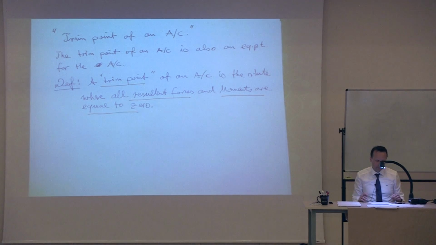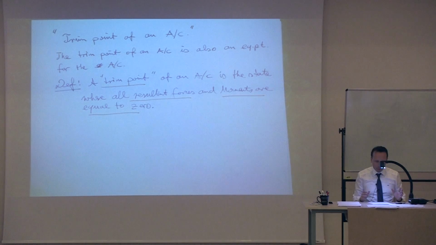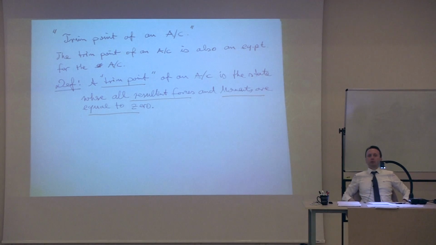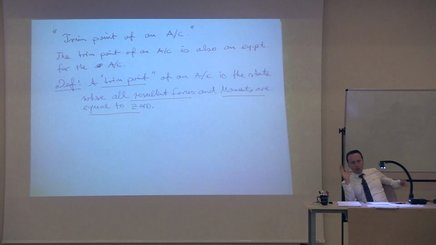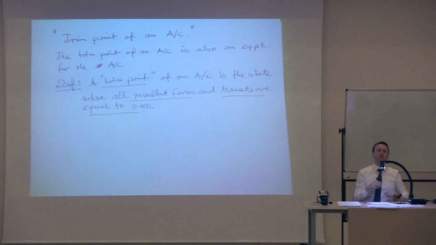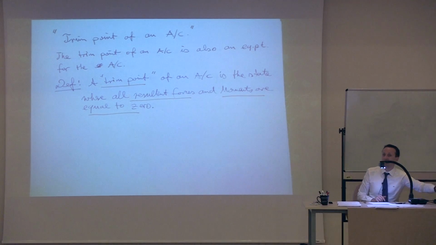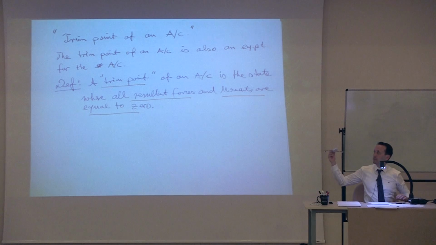Now that's a definition. Okay? This is what we mean when we say a trim point. If all resultant forces and moments are equal to 0 for an airplane, I call this a trim point. What would the airplane do? What would it be doing if all forces and moments are equal to 0? Constant speed, right? Or constant rotation, right? Constant altitude, which means still constant speed. Does it mean constant altitude? How about this one? Okay, let's start here.